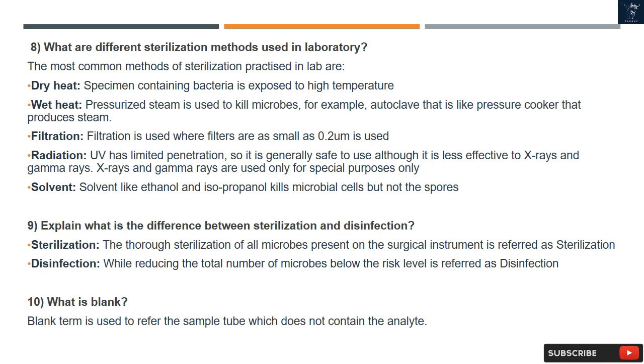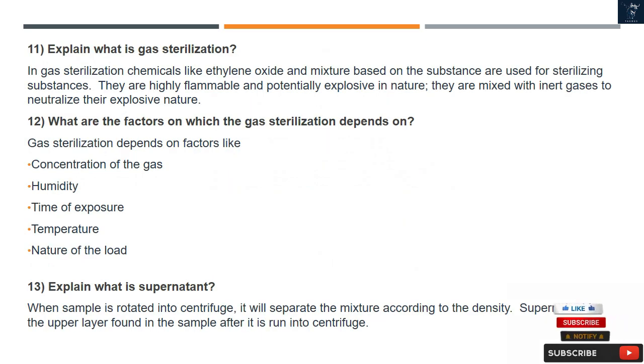10. What is a blank? The term blank is used to refer to the sample tube which does not contain the analyte. 11. Explain what is gas sterilization. In gas sterilization, chemicals like ethylene oxide and mixtures based on the substance are used for sterilizing substances. They are highly flammable and potentially explosive in nature. They are mixed with inert gases to neutralize their explosive nature.